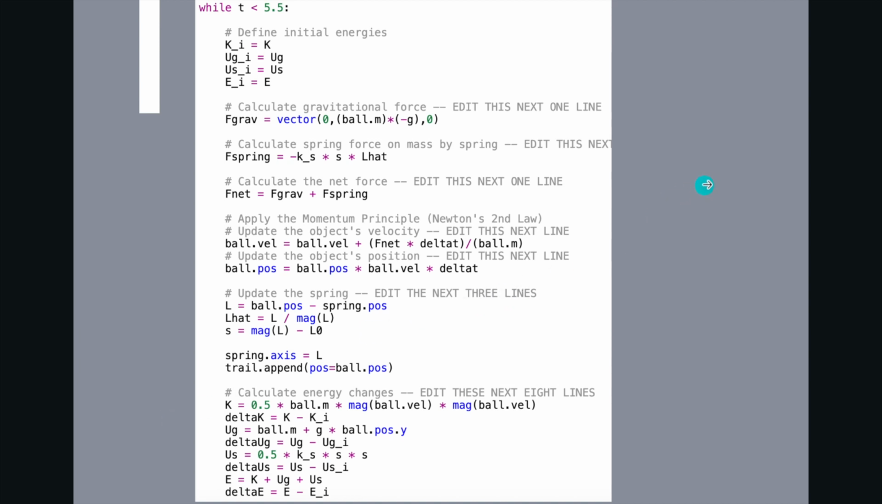Then we defined our initial energies. We calculated the gravitational force, as well as the spring force and the force by the spring on the mass. We also calculated the net force. And in here is where we used Newton's second law in order to update the ball's velocity as well as its position, and then update the spring in order to calculate the final energy changes.